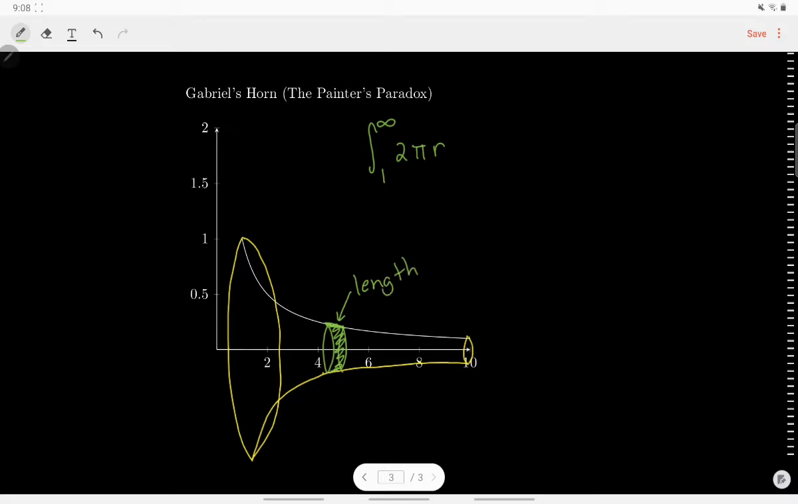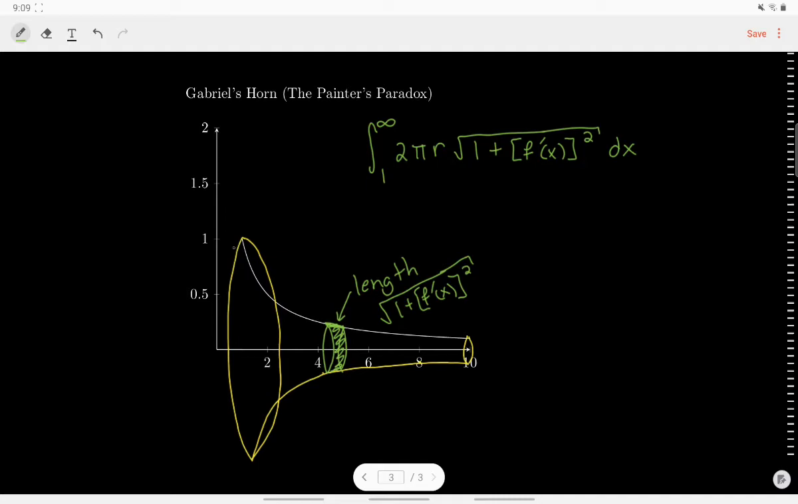Well, the length of an arc like that is going to be the square root of 1 plus the function's derivative squared. Okay, that's the arc length for a function of x. So I'm going to need that. So we're going to need the square root of 1 plus the function's derivative squared dx. Okay, but I know my radius.